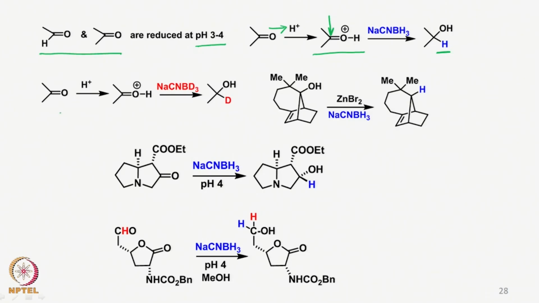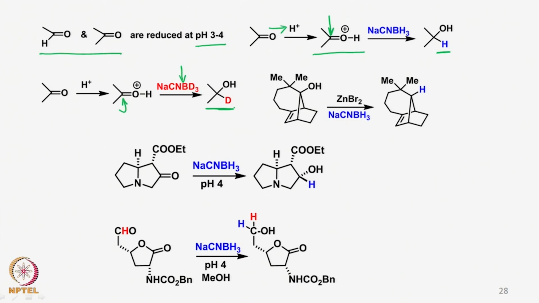So we can also do it in this fashion: we put H plus and then we have sodium borodeuteride, and obviously we can introduce the deuterium here and form the corresponding deuterated alcohol. So this utility of sodium cyanoborodeuteride to give the corresponding deuterated alcohol is also utilized.